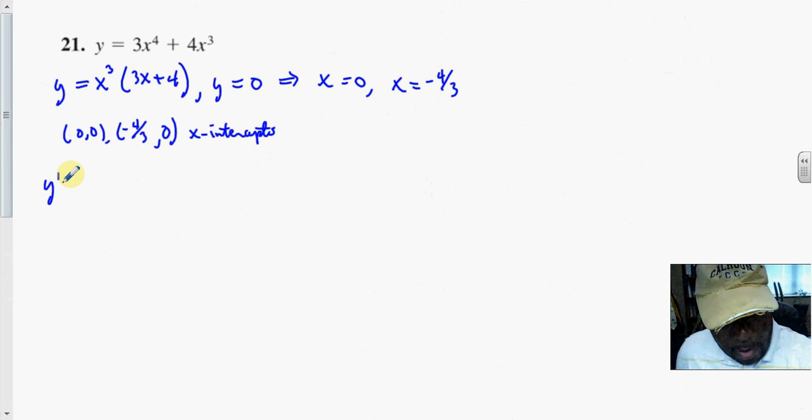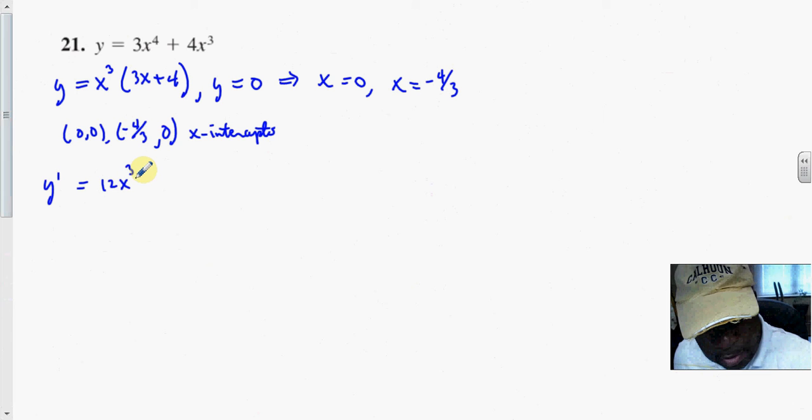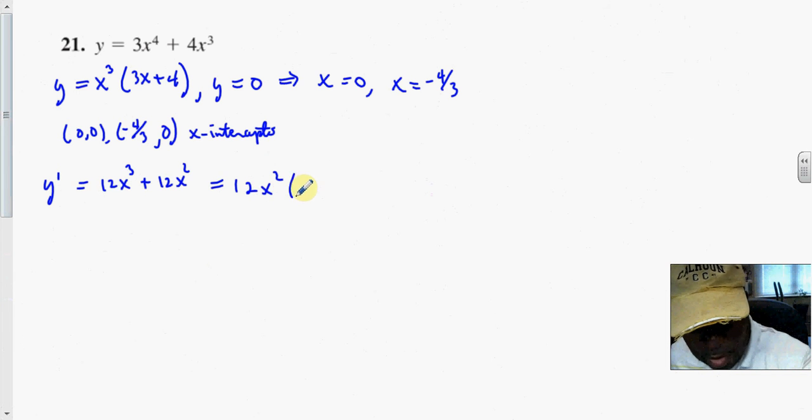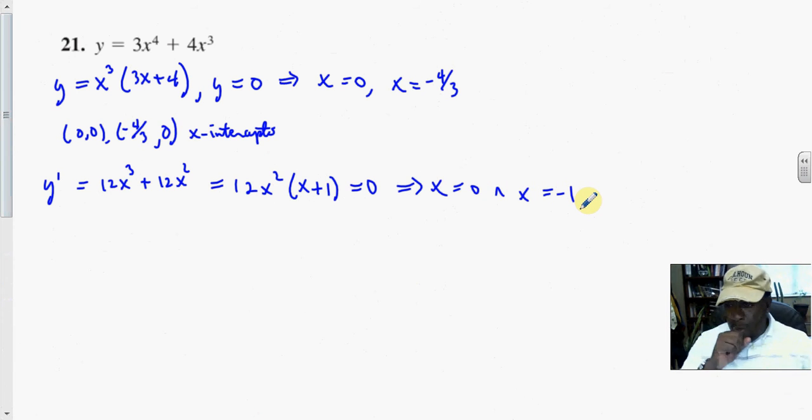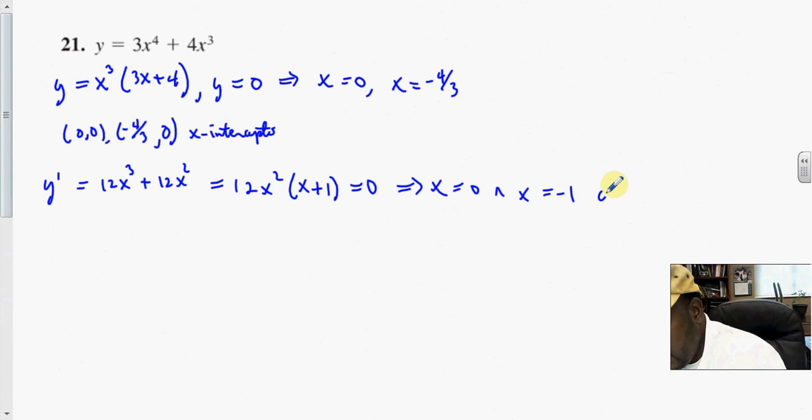Now, what about y prime? So this is 12x to the third plus 12x squared. Do a little factoring. Factor out 12x squared. Have left x plus 1. If we set that equal to 0, this implies that we have x equal to 0 and x equal to negative 1. These are our critical points.